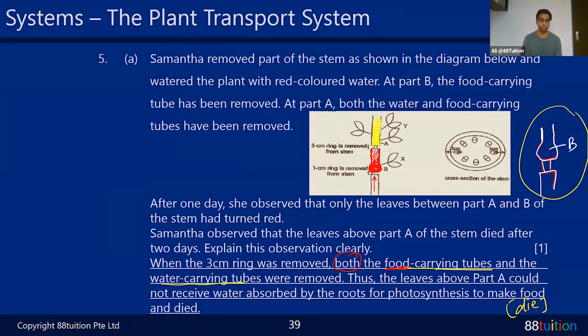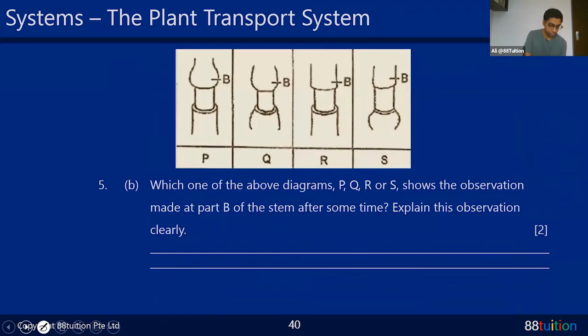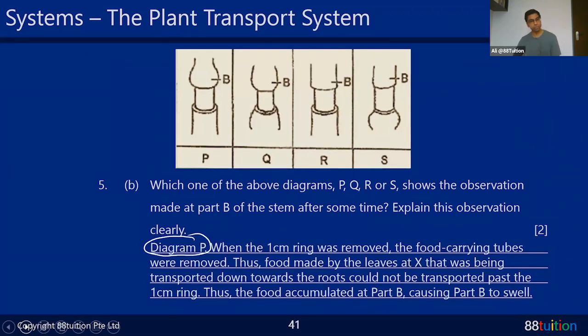If the food carrying tubes are cut off, because you only cut off 1 cm, then the food cannot transport down to the roots. Therefore, it will get stored at the region near the cutoff part over here. So when the 1 cm ring was removed, the food carrying tubes were removed. So food made by the leaf could not be transported past this part, the 1 cm ring. Thus the food accumulated. Remember, some of you write accumulated, some of you write stored. Therefore it becomes bigger there. It becomes swollen. Usually the word is swollen at the end. That's why I use the word swell.